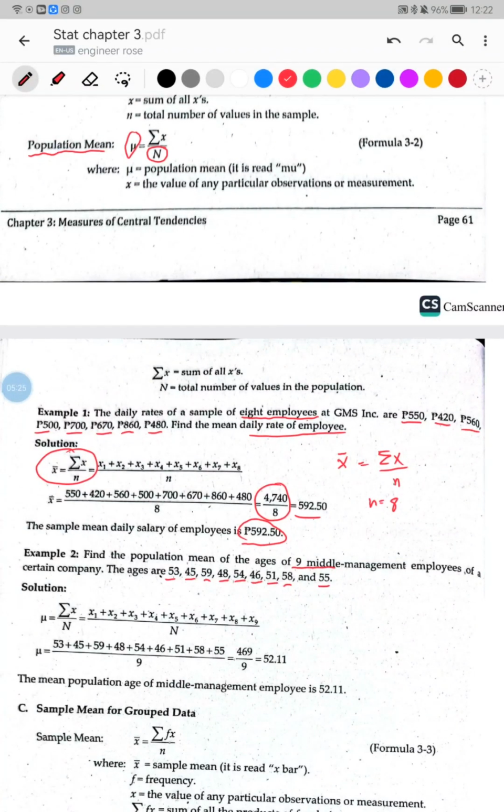So, mu equals the summation of x over the number of values. Meaning, all these given values, you add them to get an average. Add all of them over the 9 middle management employees. When you add them, the result is 52.11. So, that is the population mean age of the middle management employees. Simple as that.